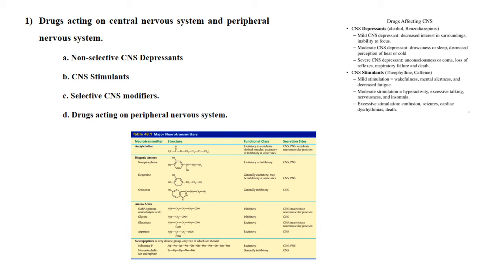So first one, before entering into this, we shall know about neurotransmitters. What do you mean by neurotransmitters? They are communicators between neurons as well as muscles and other parts. The muscle has to communicate to the brain, and the brain also has to communicate with the muscles. So this is done via neurotransmitters.